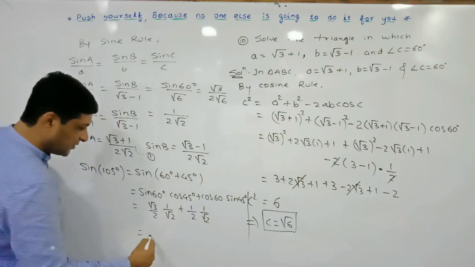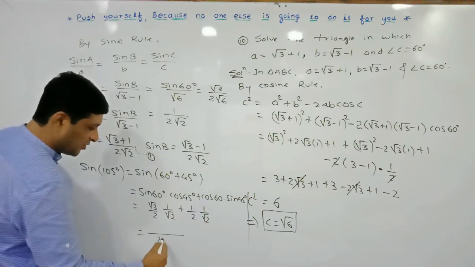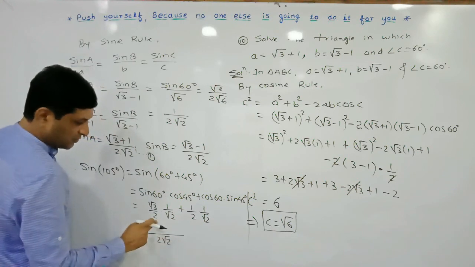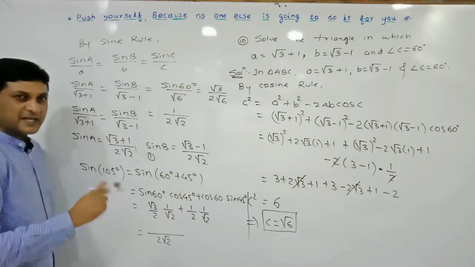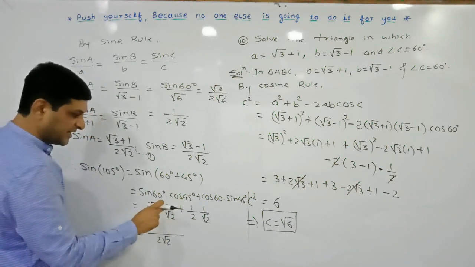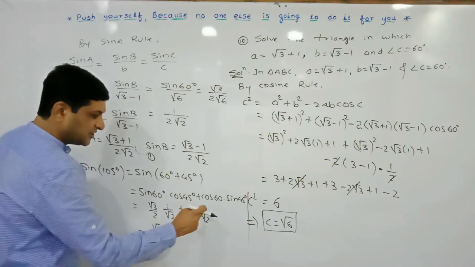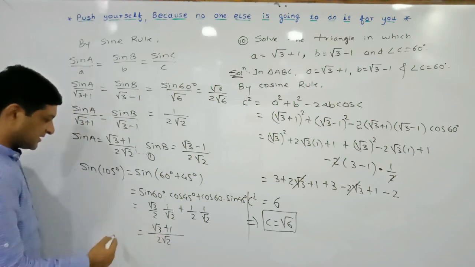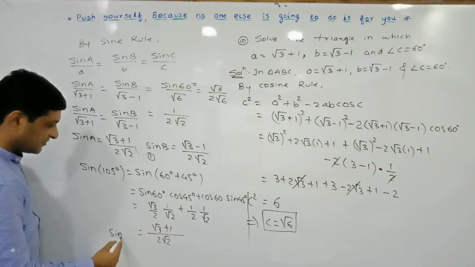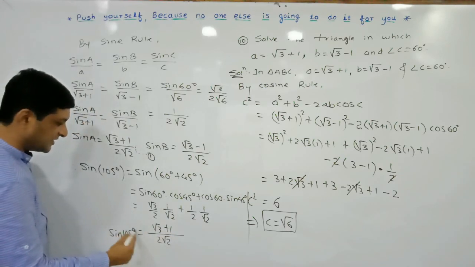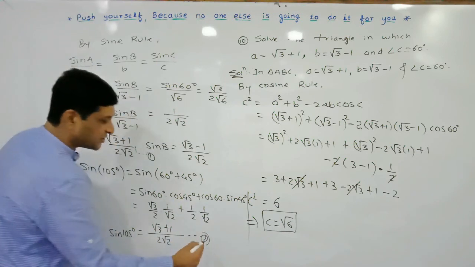If you observe the denominators of both the terms, check that the denominators are the same: 2 root 2, 2 root 2, 2 root 2. That's why we are taking addition of numerators. What is the numerator here? Root 3 into 1 is root 3 and here the numerator is 1 into 1, which will be equal to 1. This is the value of what? Sine 105 degrees. Let us denote it by equation number 2.